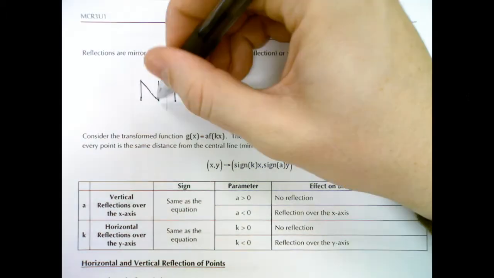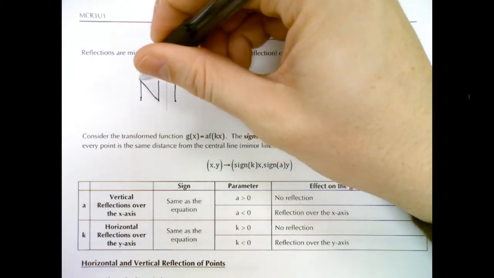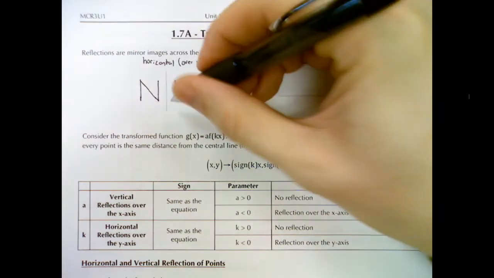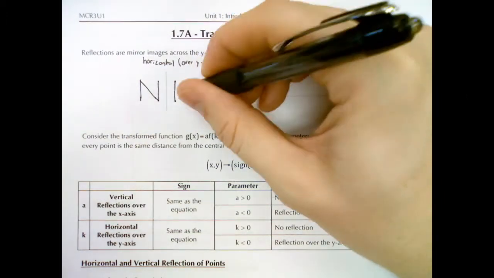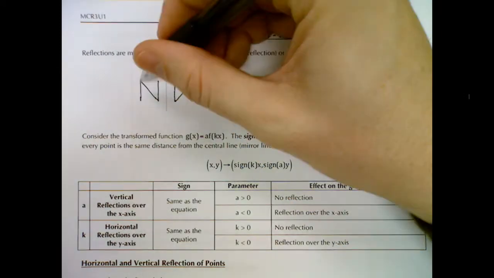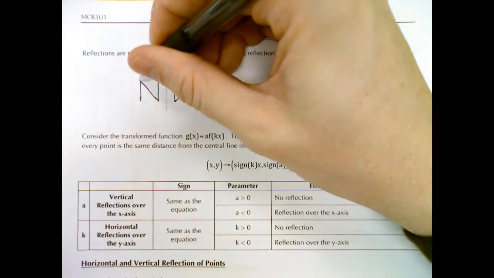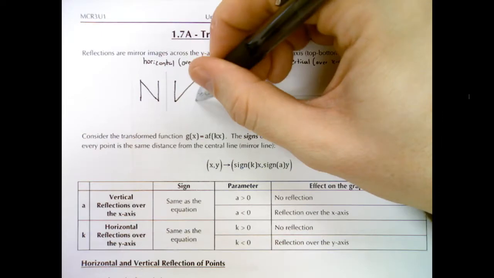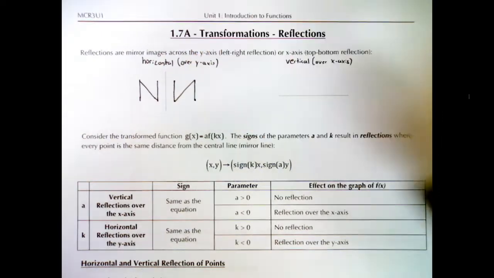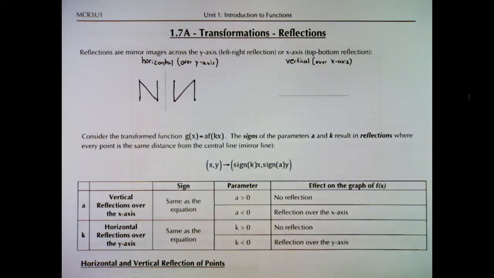If I wanted to go from here up and to the left, I would go from here up and to the right. That would give you this. And then if I wanted to go down to get to here, I would go down to get to here. And that's a mirrored N. We've reflected this N horizontally.